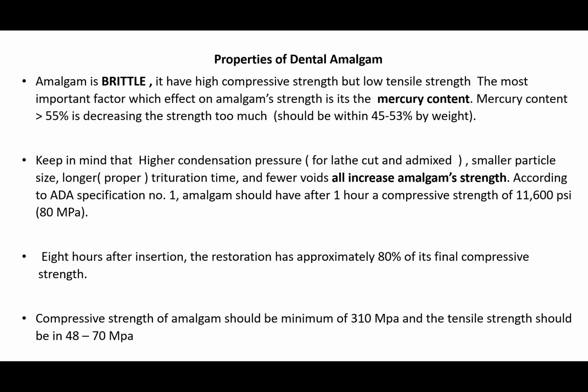Insufficient mercury produces a dry granular mix. The restoration will be rough, which is prone to corrosion. Excess mercury decreases the strength also due to gamma 2. Other factors, like the condensation pressure, and the presence of voids and porosity, can all affect the amalgam strength.